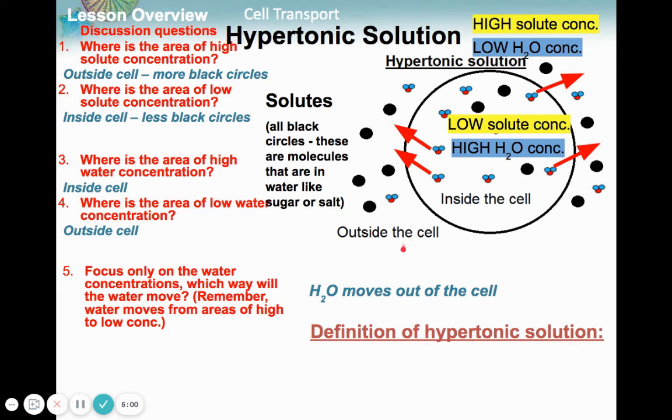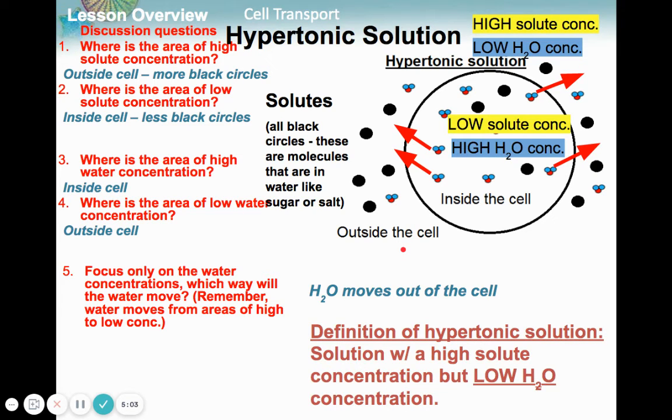Let's take a look at the definition of hypertonic solution. It's a solution with a high solute concentration, but a low water concentration. So we drop this cell into a jar, just like I did with my eggs experiment. The opposite, though, happened with the vinegar. The water rushed in. We're going to look at an example like that. But let's say we drop this cell in some sort of solution. In this case, the water is going to move out.